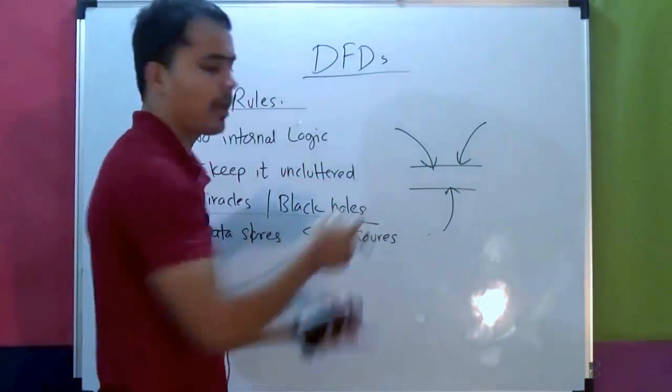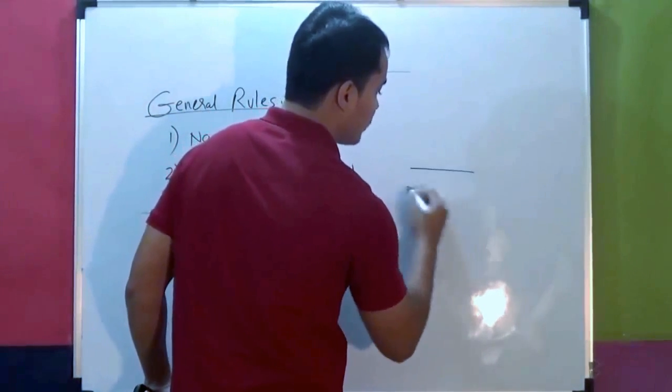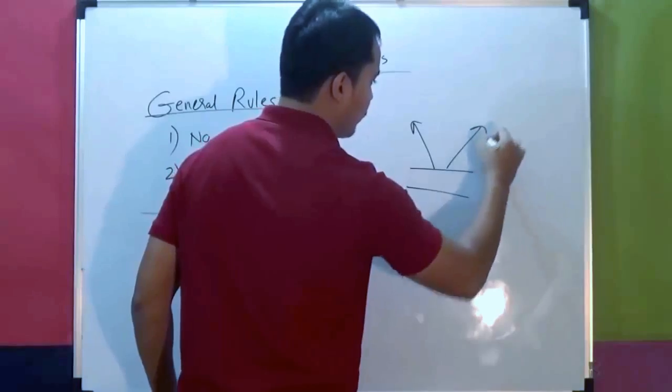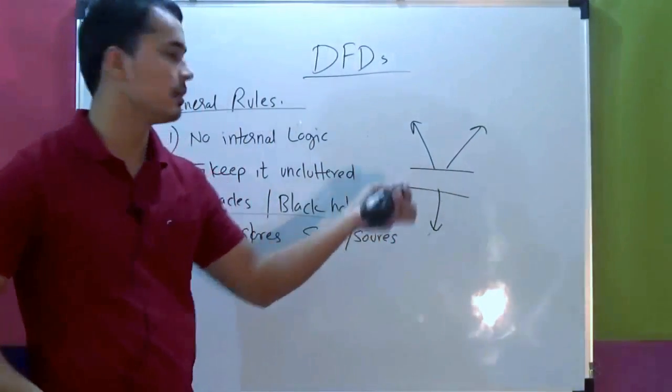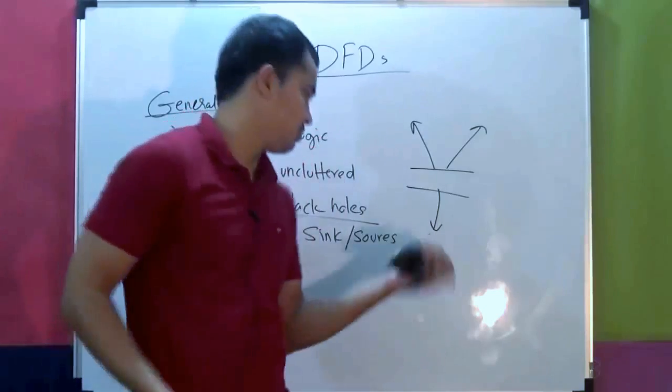Similarly, data store cannot be source. That means you cannot have a data store which only people read from. There are only output flows. There is no data going in. People are only reading. Magic. Where is data coming from? I don't know. Nothing.